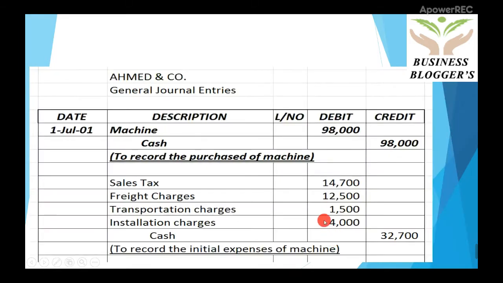Now let's record the journal entries of Ahmed and Company. First of all, machine account is debit and cash account will be credit. Our second entry: all expenses are debit and cash account will be credited at 32,700, right? And write out the narration to record the initial expenses of the machine.